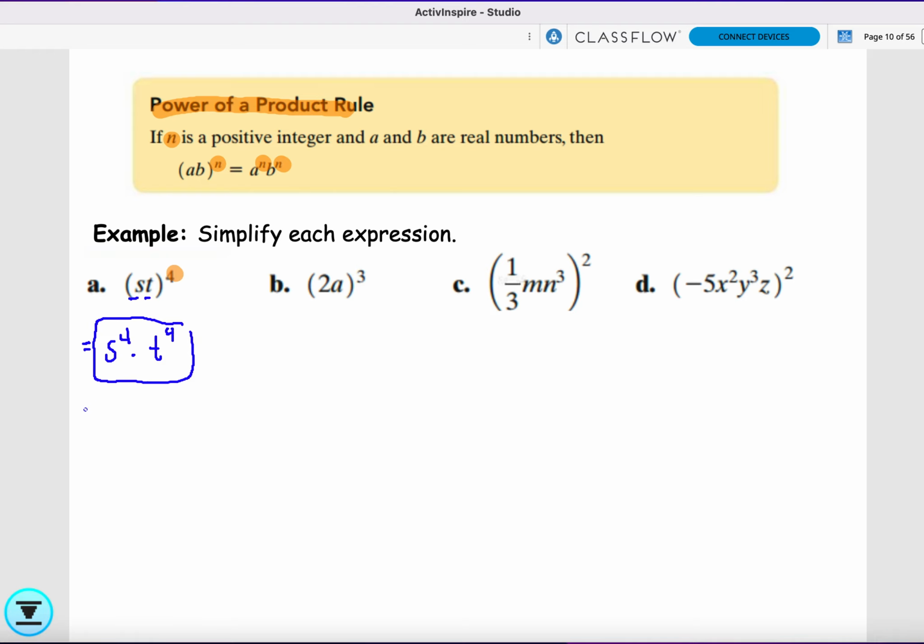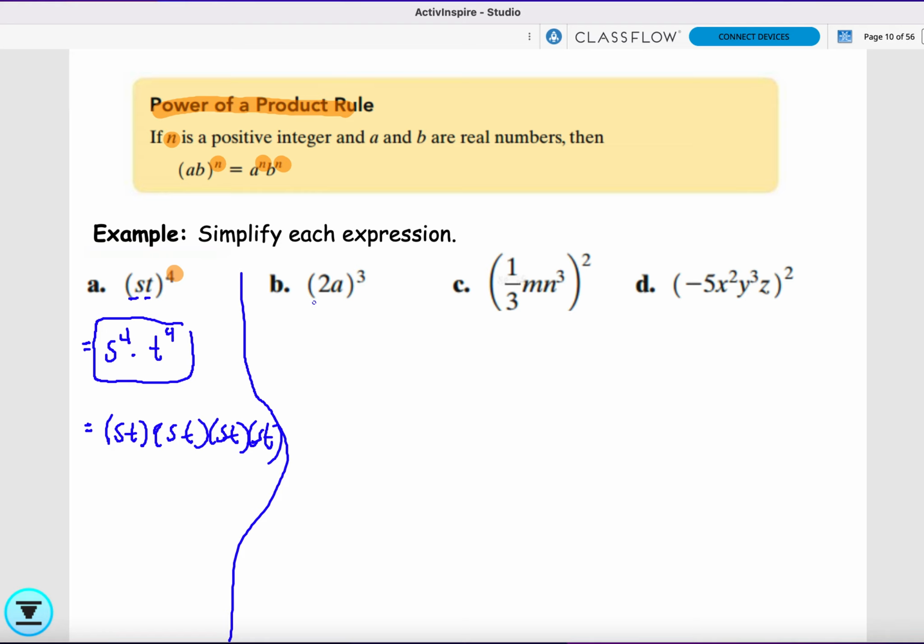Another way to look at it, st to the fourth power, is just st times st times st times st. And we get s times s times s times s, which is s to the fourth, and t times t times t times t, which is t to the fourth. So it would have given us the same answer, but I just didn't want you to have to write this down. You could do that though. That's the way that you read this.